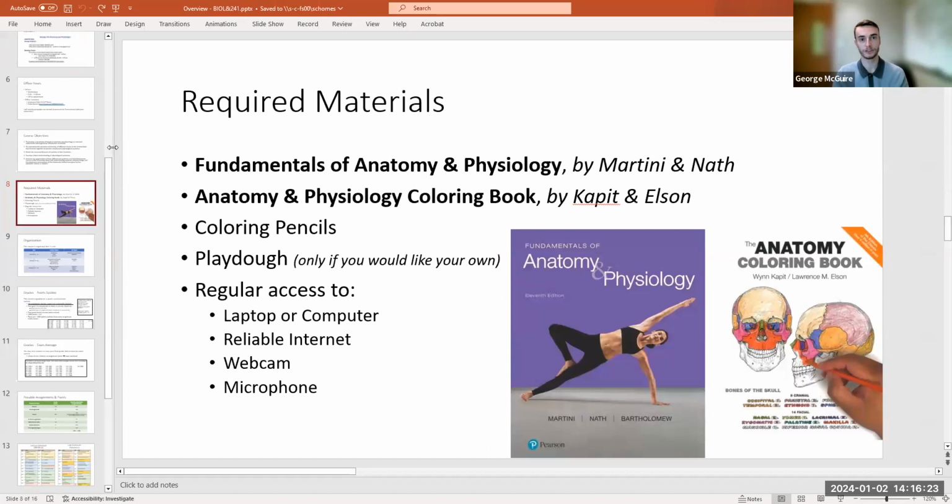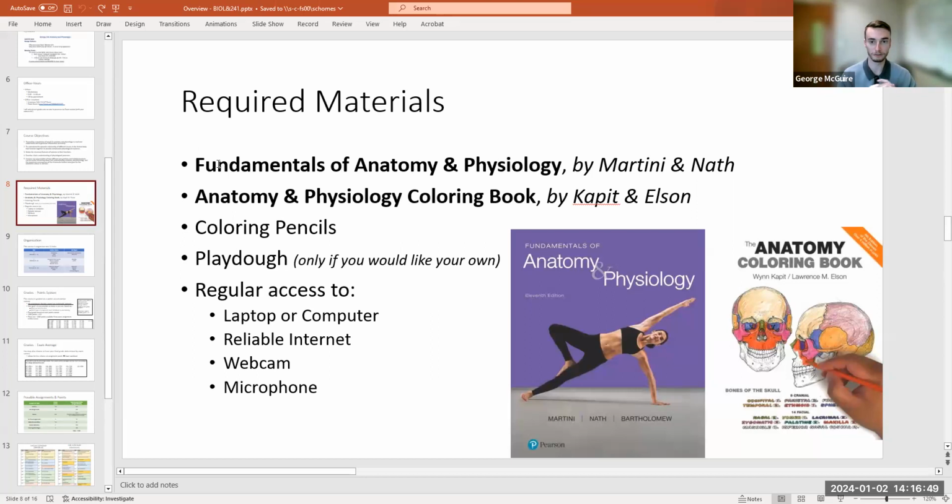Okay, so materials for this course. So like I said, Canvas is going to have most of the things that you need: pre-recorded lectures, PowerPoints, all of your assignments, additional documents and whatnot. But things you will need to get for yourself is the Fundamentals of Anatomy and Physiology textbook. I don't like requiring a textbook. I don't like putting any financial obligation on my students, and try to remove that as much as possible.